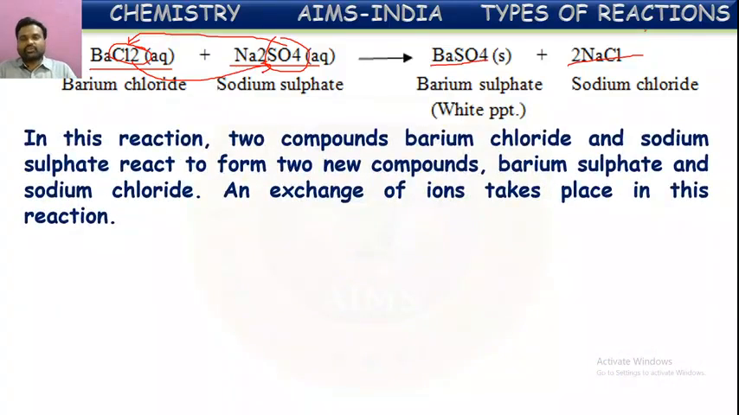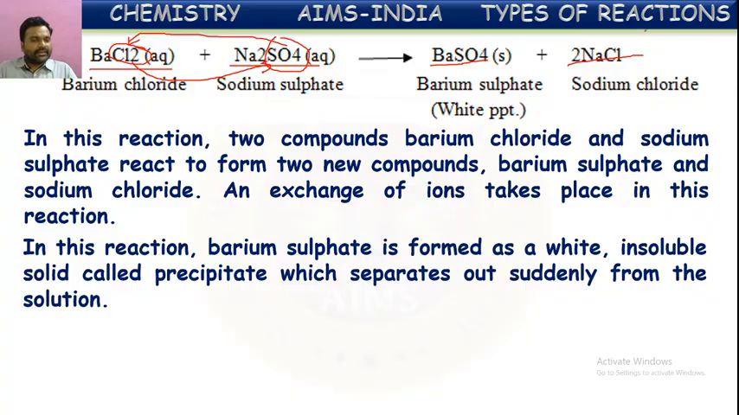In this reaction, two compounds, barium chloride and sodium sulfate, react to form new compounds, barium sulfate and sodium chloride. An exchange of ions has taken place in this reaction. In this reaction, the barium sulfate formed is a white insoluble solid called a precipitate, which separates out suddenly from the solution.